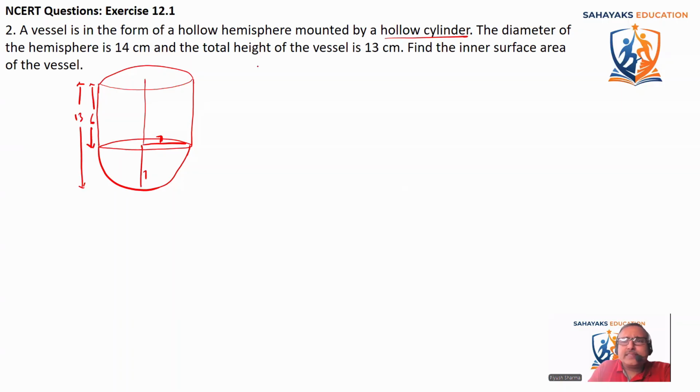Now find the inner surface area of the vessel. The inner surface area will contain the lateral surface area of the cylinder, which is 2 pi r h, plus the lateral surface area of the hemisphere, that is 2 pi r square. And luckily the radius is the same for both, so we can take 2 pi r common. It becomes h plus r.